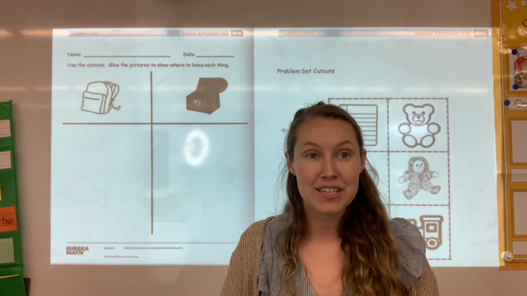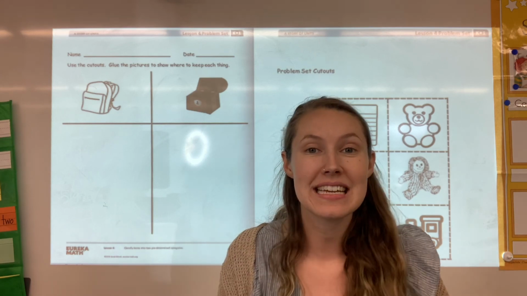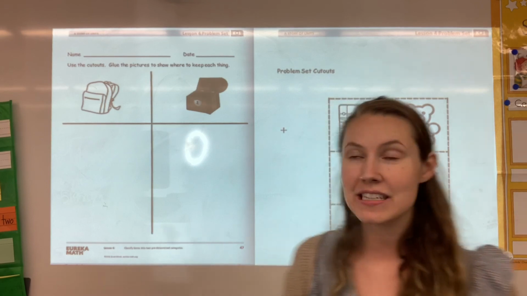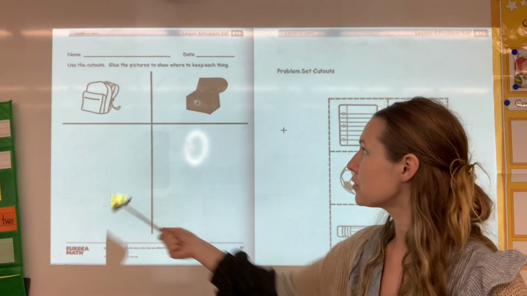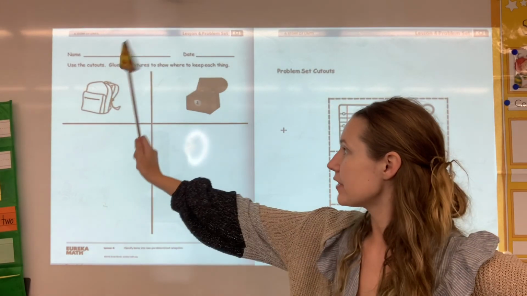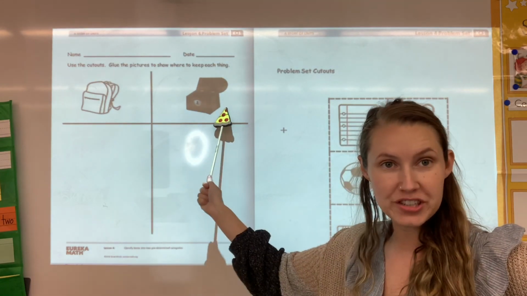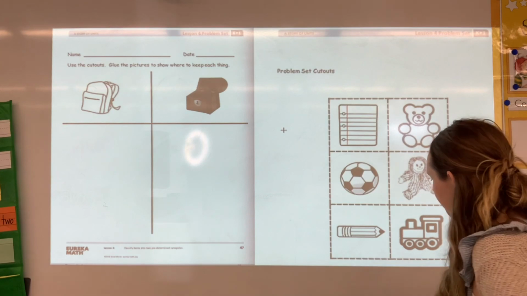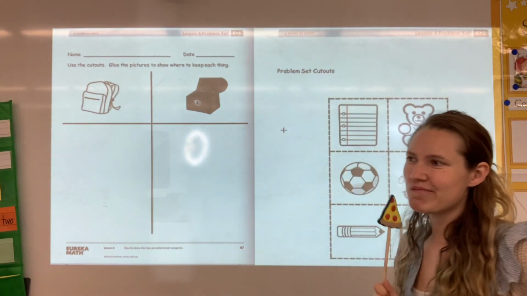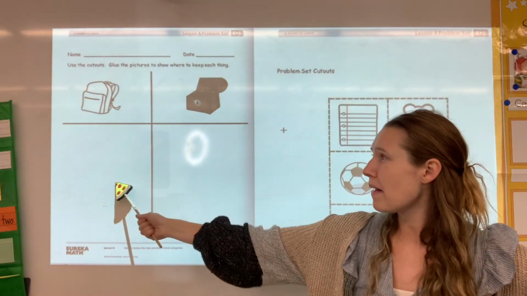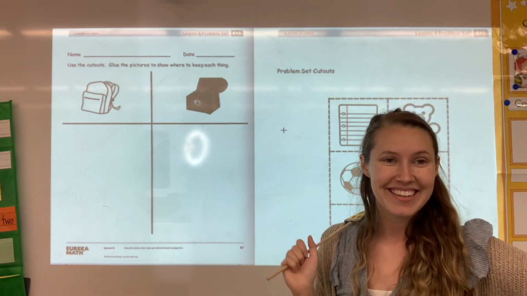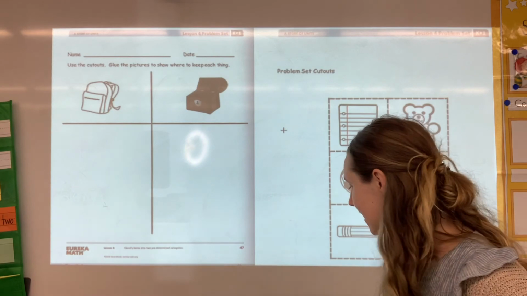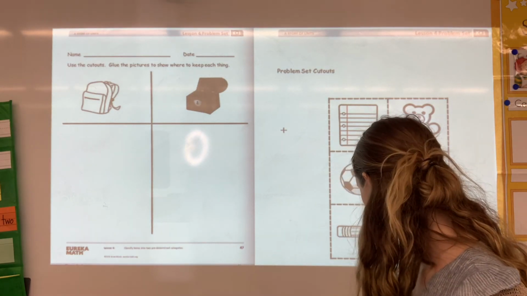Remember, our objective today is to be able to sort things, to organize them into 2 groups. And you're going to see right here on this page, we have 2 groups. We have a school bag and a toy chest. And our job is going to be to look at these items and think, which group do they belong in? The school bag or the toy chest? So I think we're ready to get started, and we'll start by adding our name and date at the top.